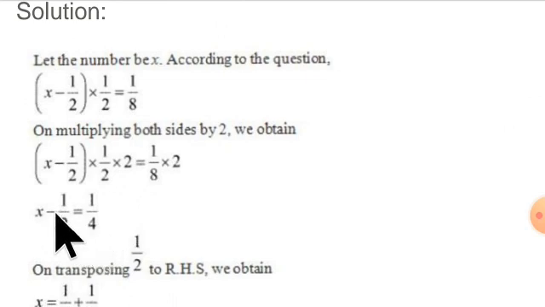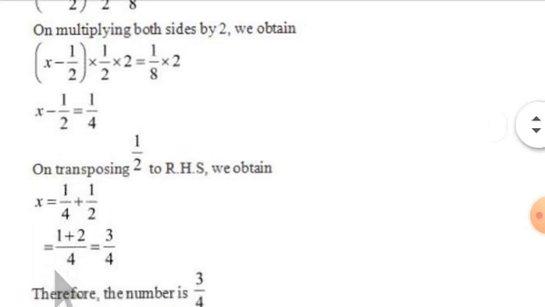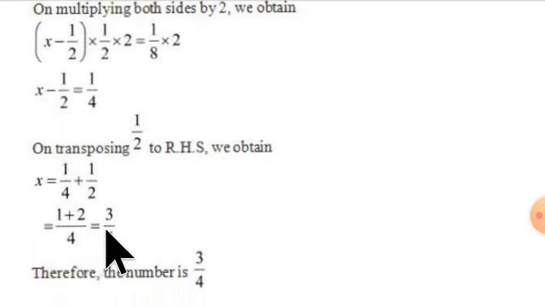Now this minus 1 upon 2 will go to the right side. So we will see x is equal to 1 upon 4 plus 1 upon 2. So we have to take the LCM now. LCM is 4. So equal to 1 plus 2 upon 4, equal to 3 upon 4. Therefore the number is 3 upon 4.